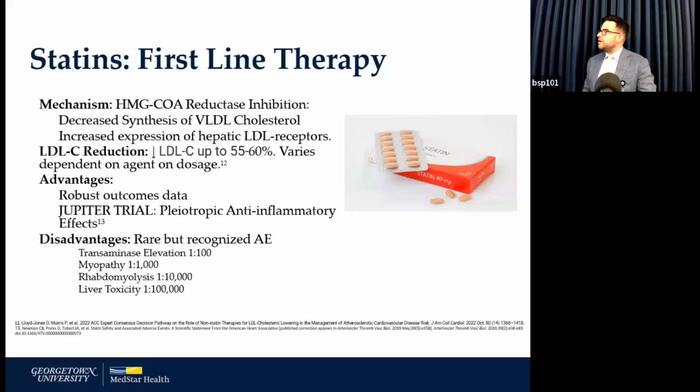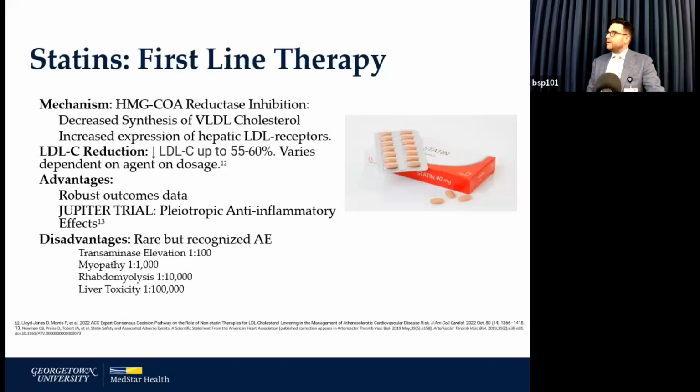The advantages to this therapy are robust outcomes data, great safety profile, and pleiotropic anti-inflammatory effects like we cited in the Jupiter trial. It's these anti-inflammatory effects that are the reason why, in the setting of ACS, sometimes you'll consult the cardiology service and they will tell you to put in a statin. We're not all of a sudden concerned about primary prevention or secondary prevention. We're trying to stabilize the plaque. The disadvantages are the rare but recognized adverse events, and these really come as a big psychological burden to a lot of patients and clinicians.